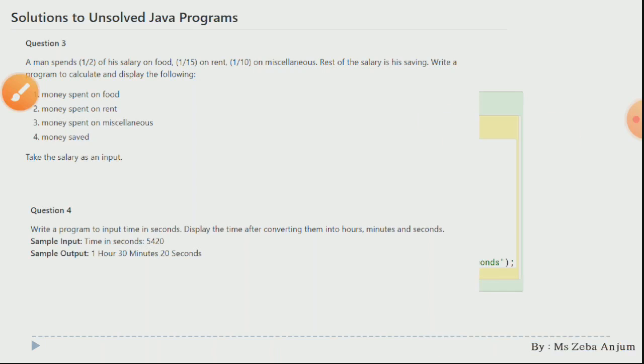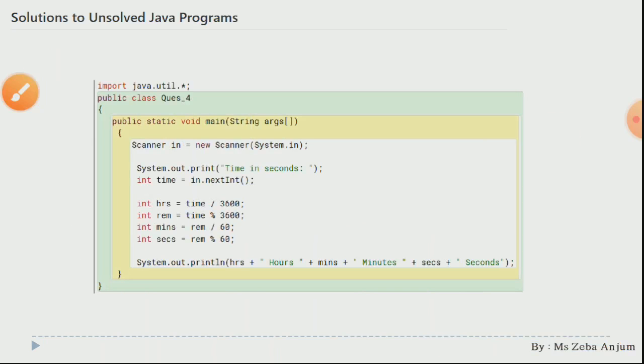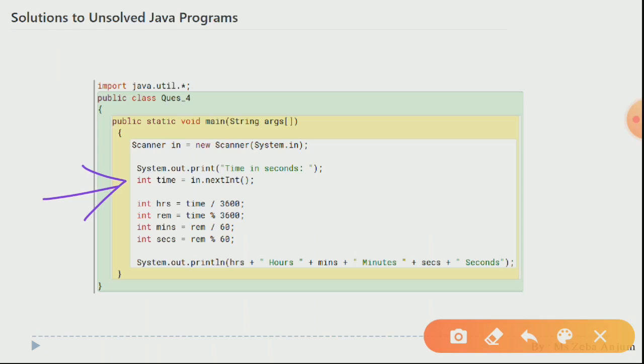Now let us see how we are going to convert it appropriately. From here we have entered our time. Yes, so for calculating the hours, you just have to divide your time by 3600. Why 3600? Because you are entering the time in seconds, and in one hour you are having 3600 seconds.